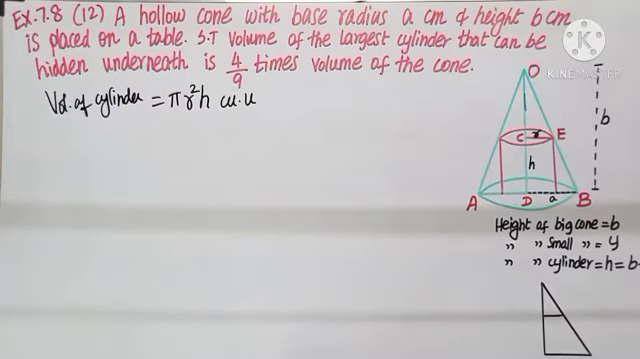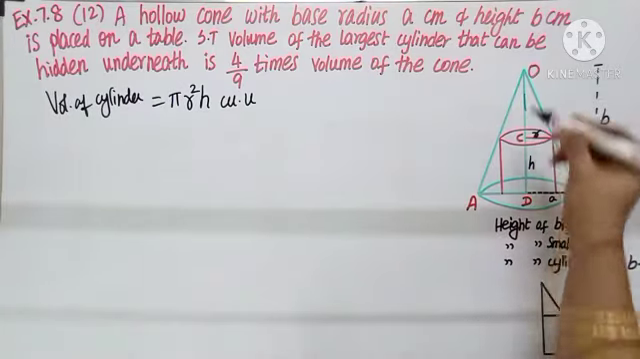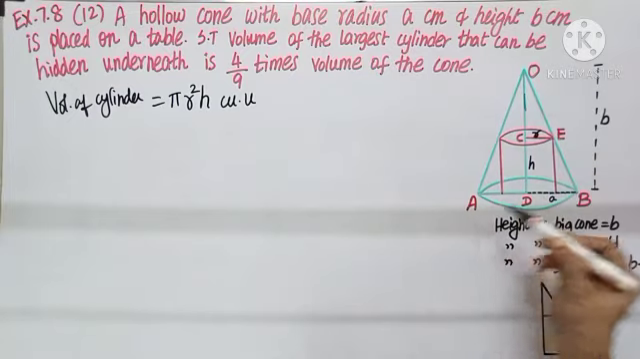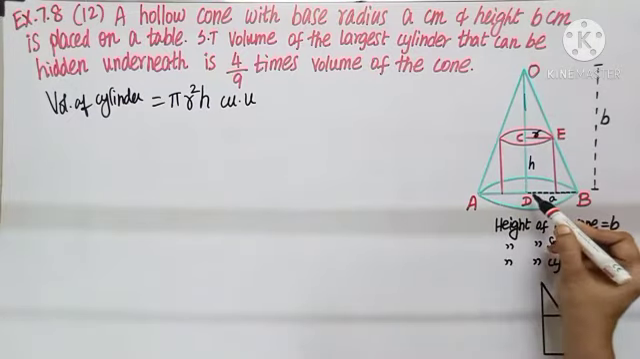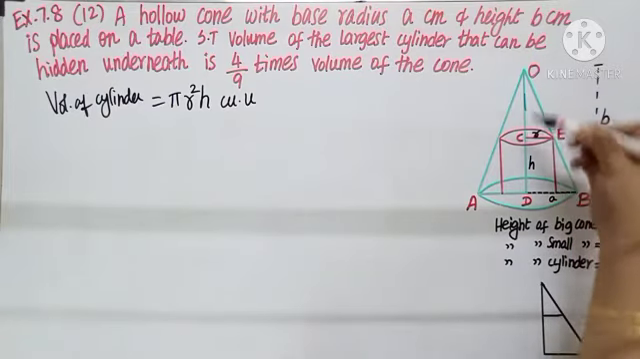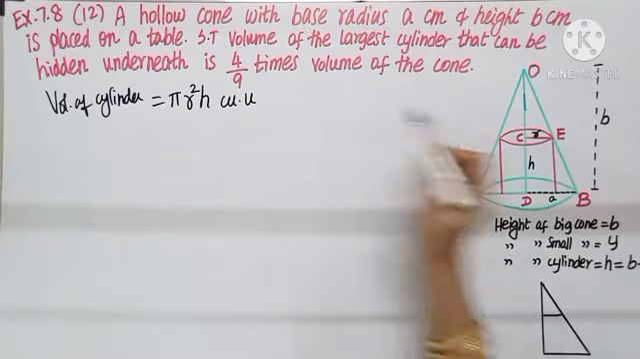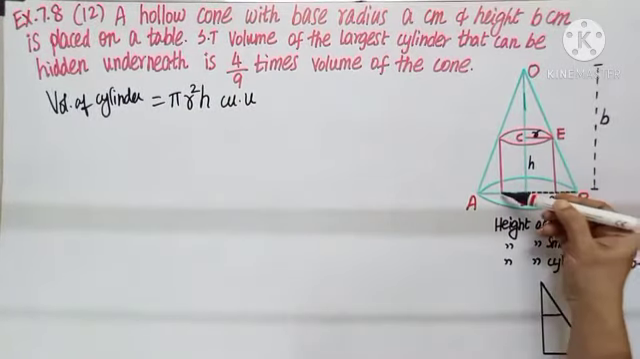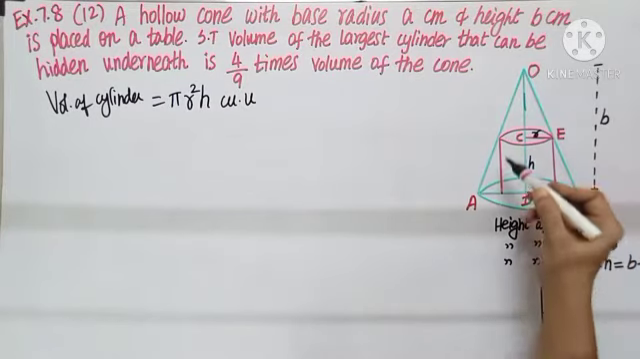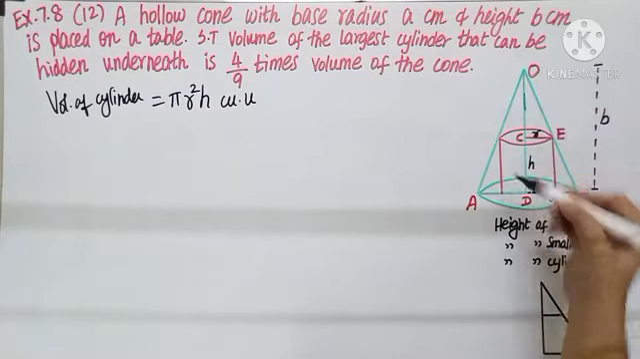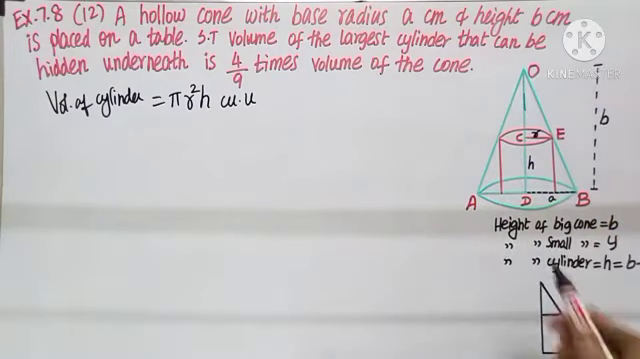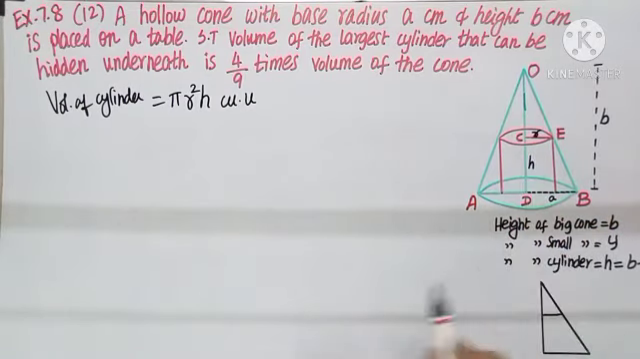Question number 12. A hollow cone with base radius a centimeter and height b centimeter is placed on a table. We have a hollow cone named OAB. The base radius is A and the total height of the cone is B, as in the question. A cylinder is kept underneath, that is, it is touching the base of the cone. So the cylinder cannot be up or here and all, it should be touching. So here we have the cylinder drawn underneath the cone.